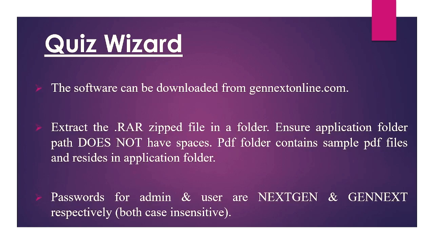The software can be downloaded from gennextonline.com. Extract the .rar zipped file in a folder. Ensure application folder path does not have spaces. PDF folder contains sample PDF files and resides in application folder. Passwords for admin and user are NextGen and GenNext respectively, both case insensitive.